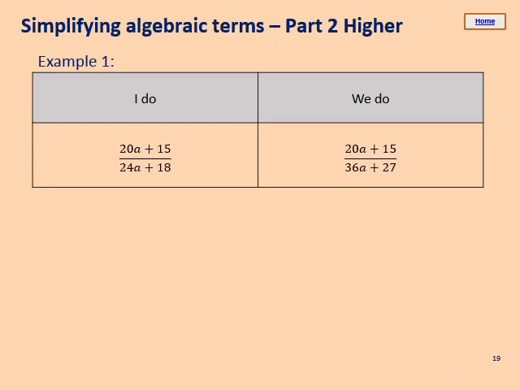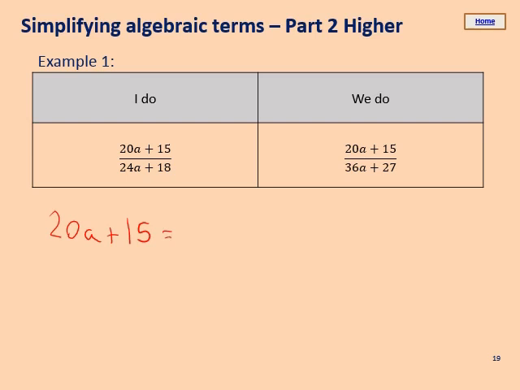Right, apologies for that, I just made a bit of a mistake, so bear with me. Like I said, we have to factorise both the numerator and the denominator of this fraction. Starting with the numerator, 20a plus 15, that's on the top, the numerator of the fraction.